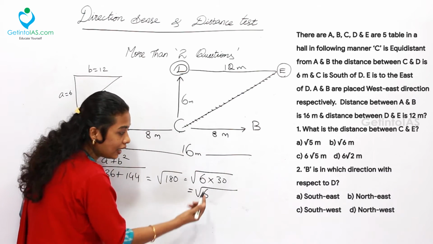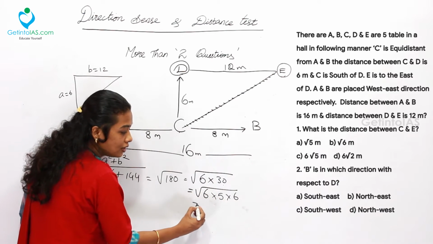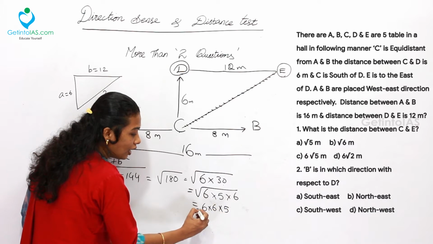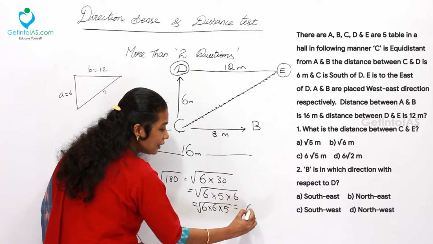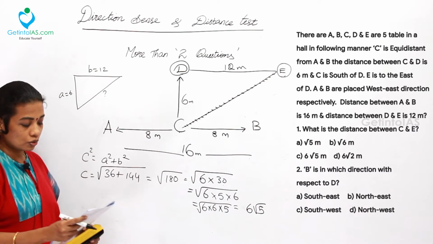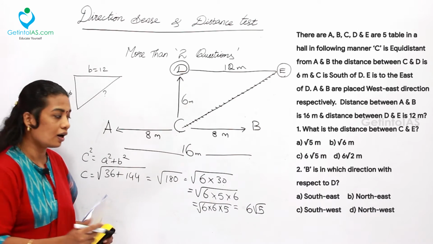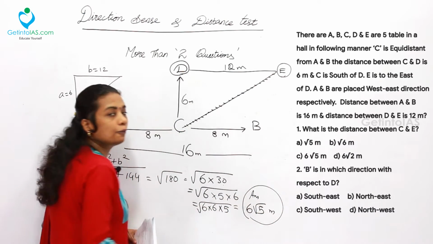Again making one more breakup. 6 I am taking. 30 can be taken as 5 into 6. Simply I can get 6 into 6 into 5 under root. In order to cancel this under root value, I can get 6 outside, then 5 will be here. Finally, my answer is what? 6 into under root 5 meter. Option C is the answer. Answer: 6 into under root 5 meters.